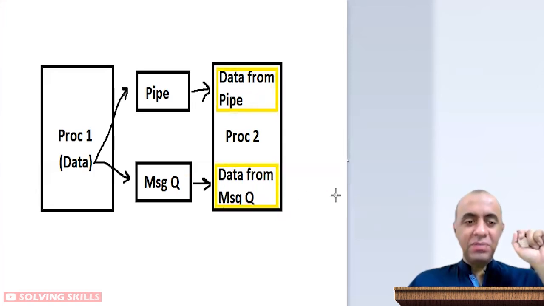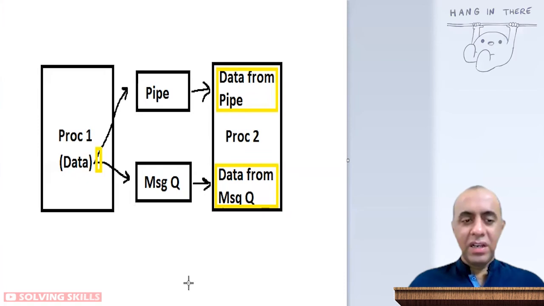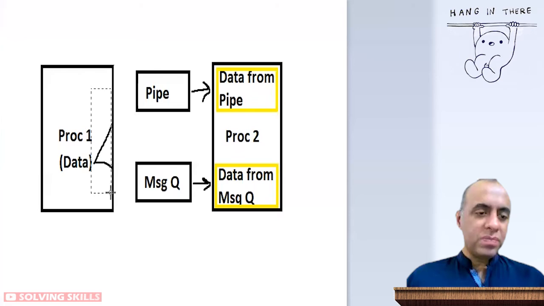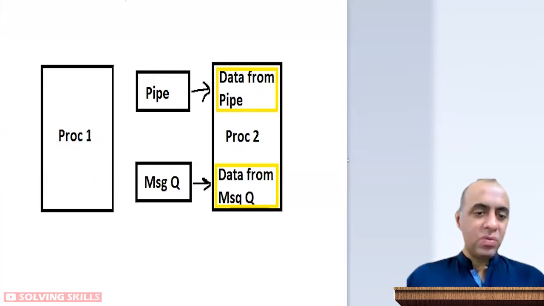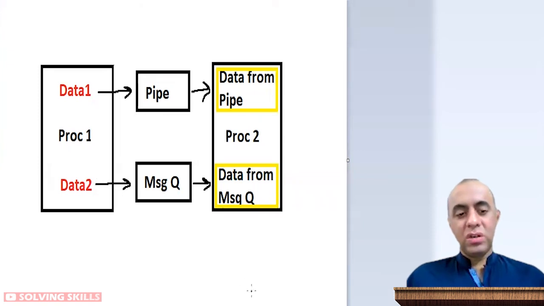For testing purposes you can keep it in two parts. You can create two different messages on the sender side so that the messages are also different. Let me change it a bit. There will be two things: one will be data 1, the other one will be data 2. So data 1 will be sent through pipe from process 1, and process 1 will send data 2 through message queue, and it will be received using message queue in process 2.